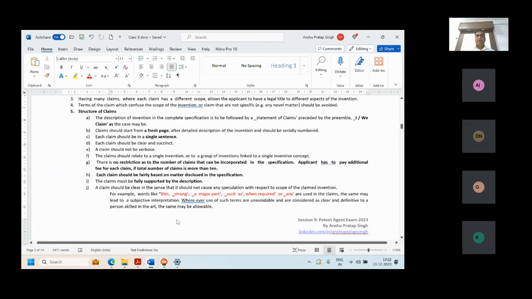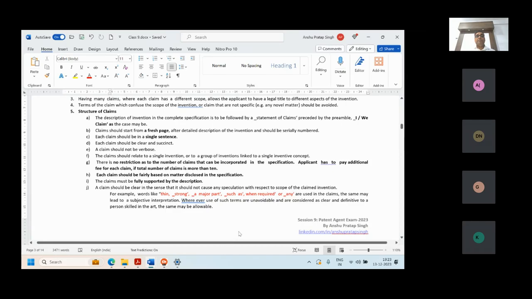Now, further, a claim should be clear in the sense that it should not cause any speculation with respect to the scope of any claimed invention. For example, terms like thin, strong, a major part, or substantially all have a subjective interpretation. For example, if you say an aqueous solution should be acidic, acidic is a long range. So a definite range will help you. If you say less than pH 7, or between pH 3 to 4, that will be acidic.